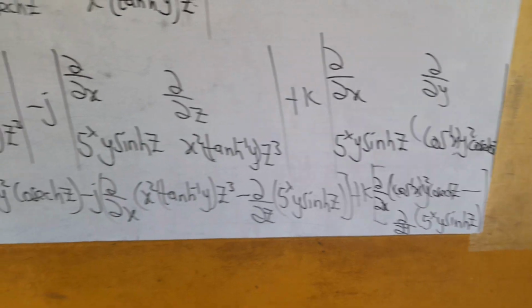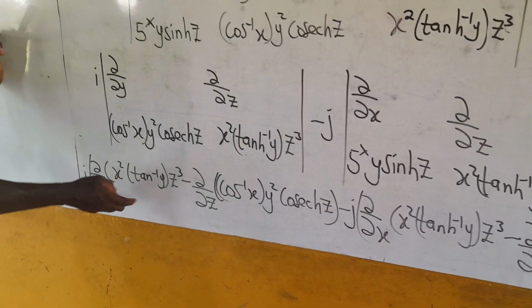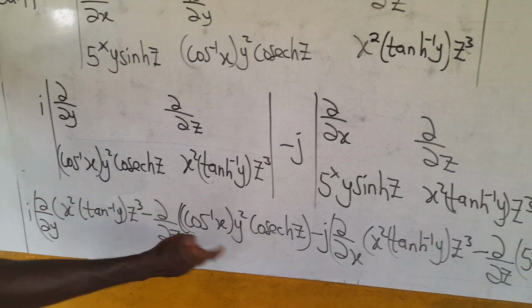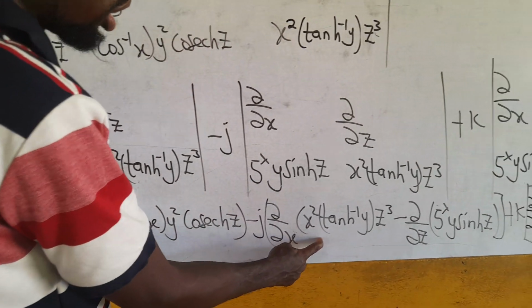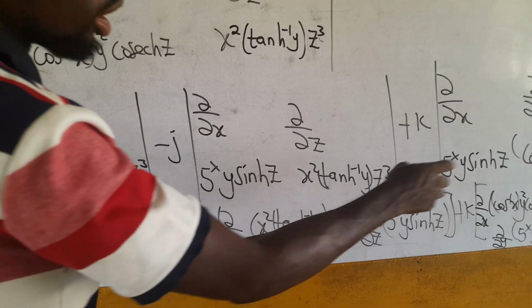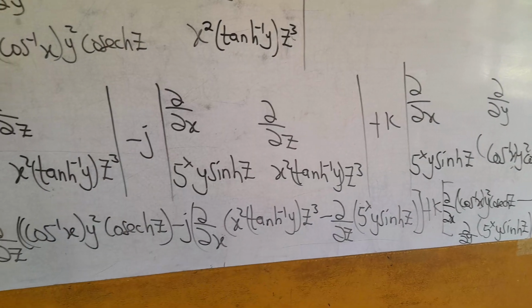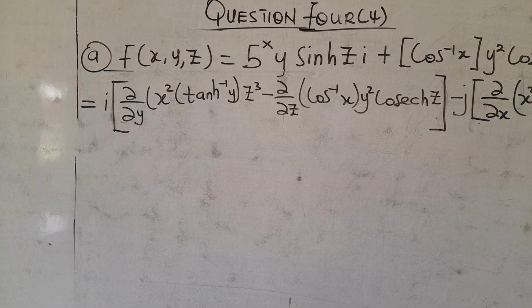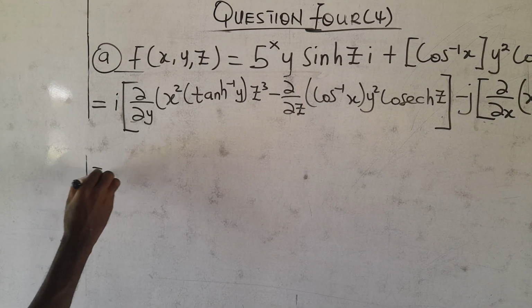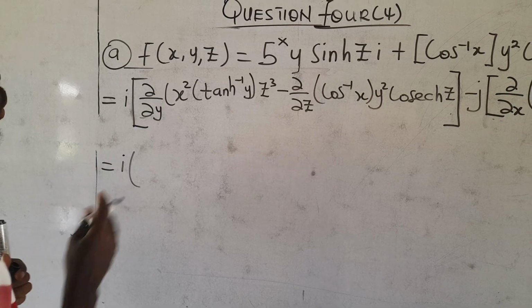So what next? We just find the partial differentiation of this function with respect to y. Find the partial differentiation of this function with respect to z. Find the partial differentiation of this function with respect to x in that order. Then we find the curl of the vector field. So now we find the partial differentiation with respect to their respective variables.